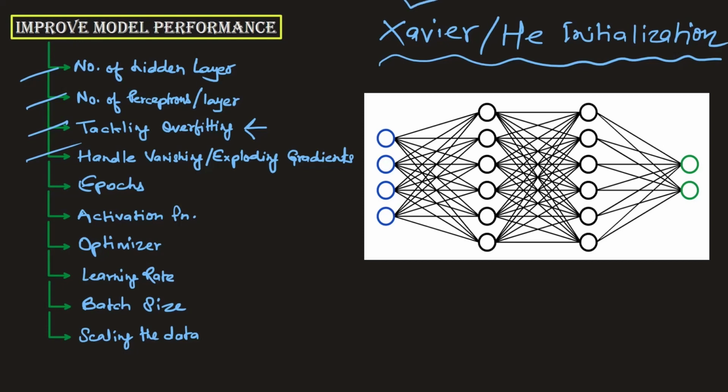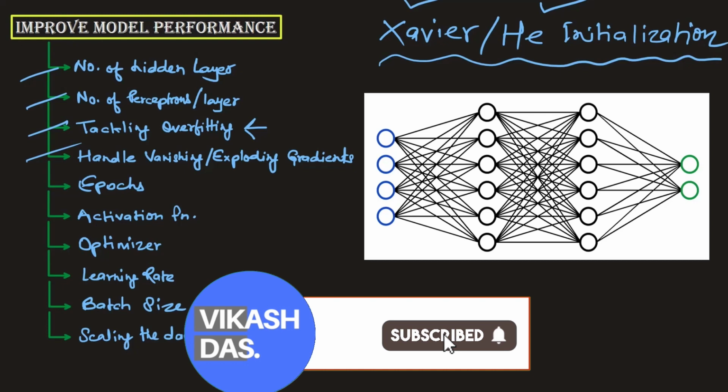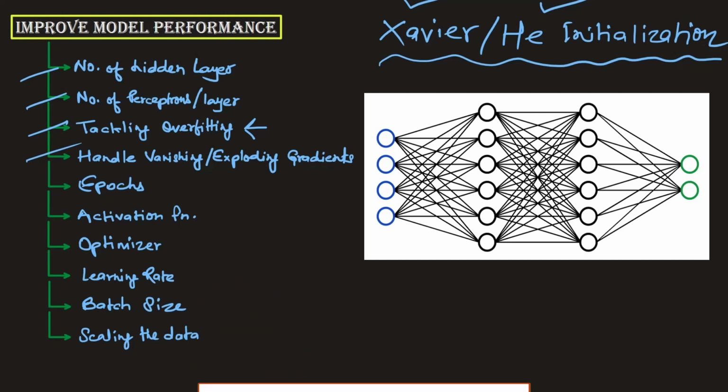The Xavier or Glorot initialization technique is mostly used with tanh, and in contrast, He initialization is mostly used with ReLU activation. For the time being, I am not covering these two in depth, but in case you want a dedicated lecture on these two topics, then please feel free to let me know below in the comment section, and I will definitely create a dedicated lecture around these two.